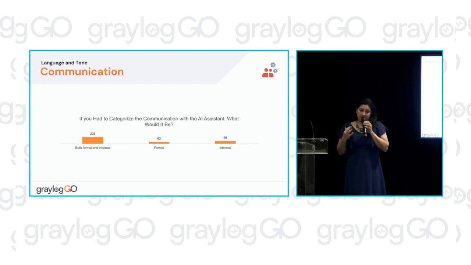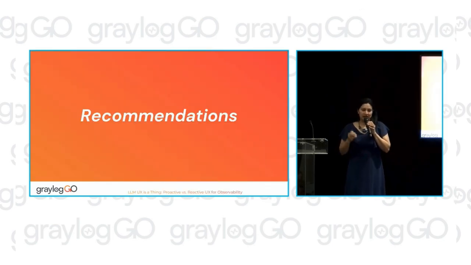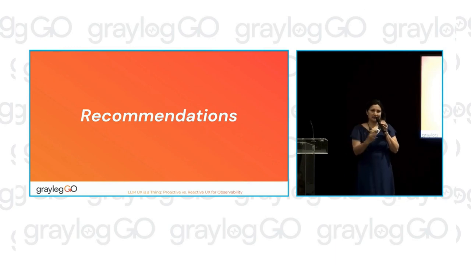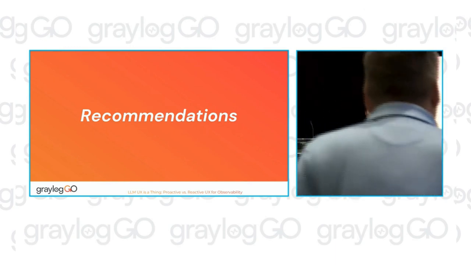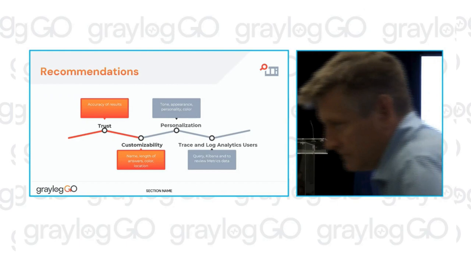And then there was a split when we asked them to categorize the communication with the AI. It actually said both formal and informal, and this was in terms of the language, the content of language. So this is not the style of language, but this is in terms of the sentence construction, grammar, and your language delivery. Some of them wanted it as formal, some of them as informal. These are things, we did ask them about customizability, things like that. This is one of those things that they would like to customize by need per se.